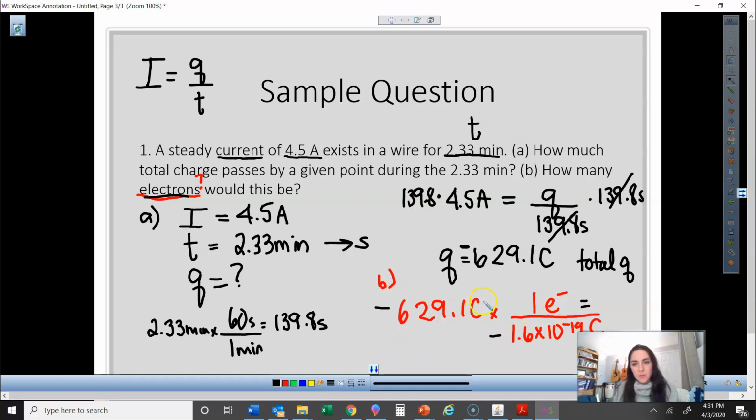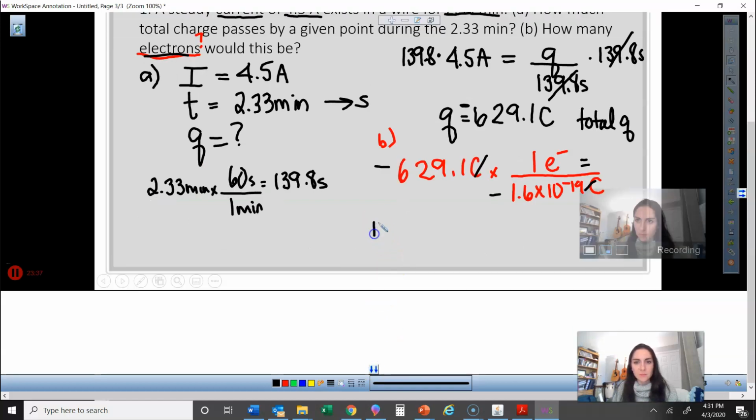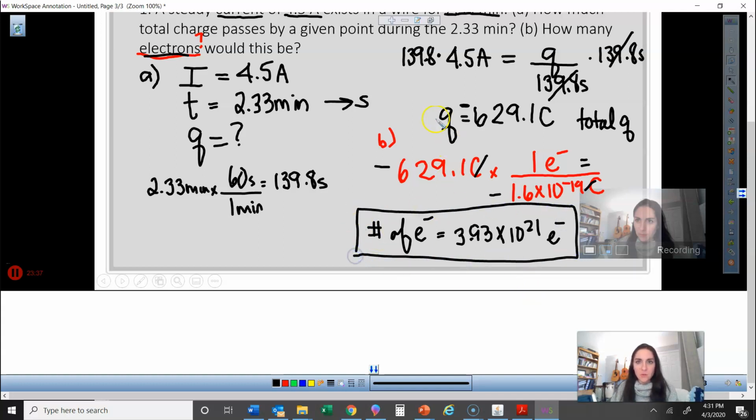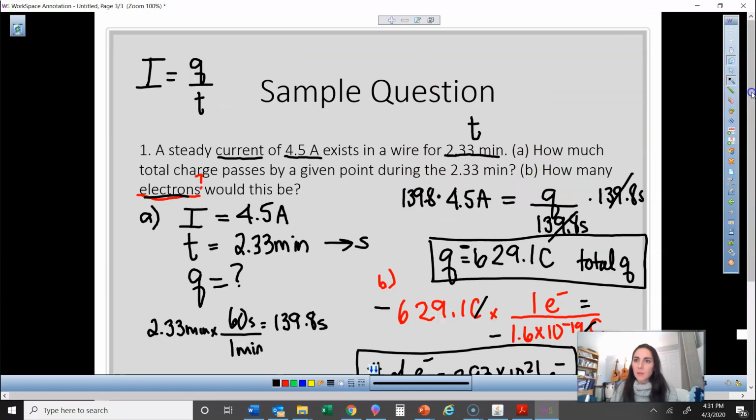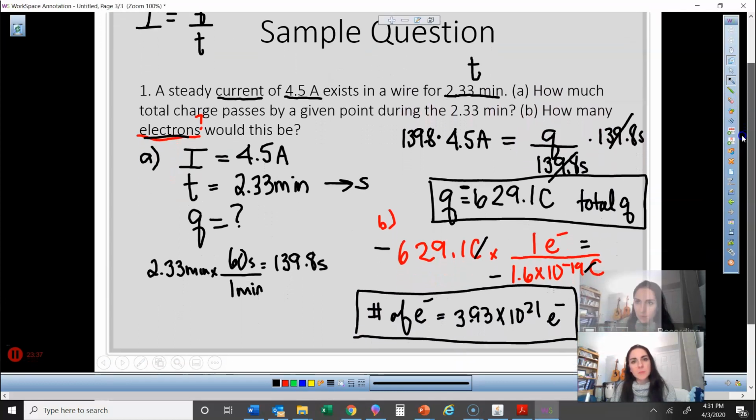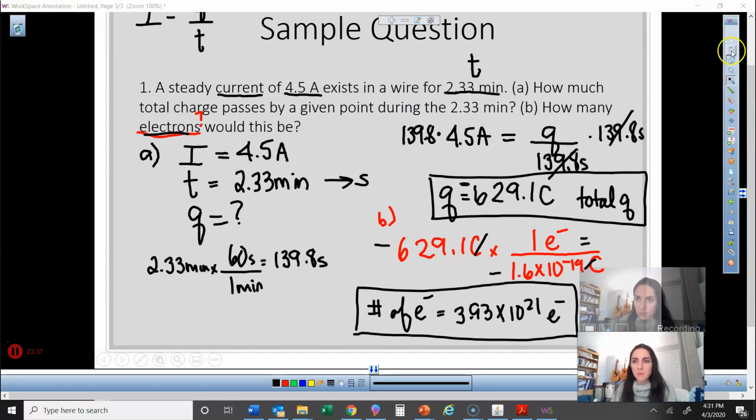So notice that coulombs cancel coulombs, and we just get E. So the number of electrons is equal to 3.93 times 10 to the 21st electrons. So it's a lot of electrons. It was a lot of charge. 600 is a huge number for total coulombs of charge here. But yeah, that's the gist of this equation. And of course, as always, let me know if you have any questions regarding that.